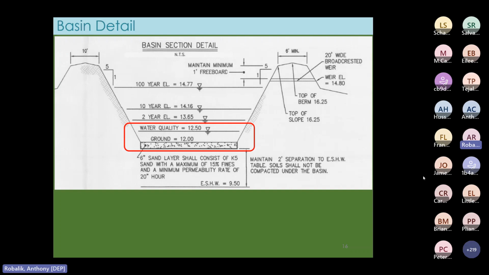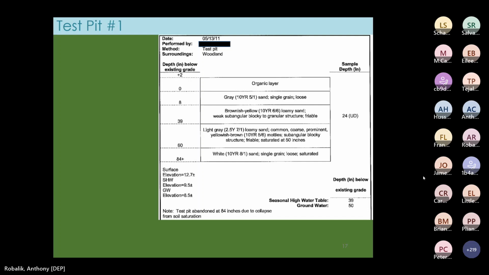But we really need to check the soil logs to determine if the seasonal high water table is actually at an elevation of 9.5 feet, like they mark here. Okay, like was mentioned, there are 5 test pits, 1 in the basin, 4 just outside the basin. So this is test pit number 1, and it's inside the basin. This test pit basically shows sand throughout, but down to a layer between 39 inches and 60 inches, we start to see some mottling, which is a good indication of the seasonal high water table.